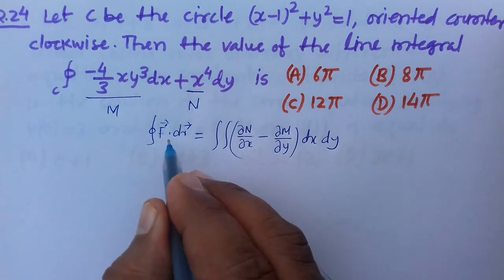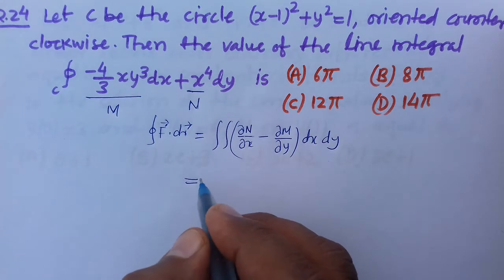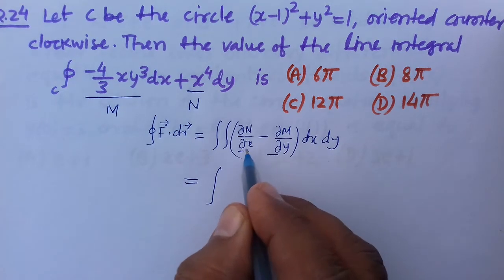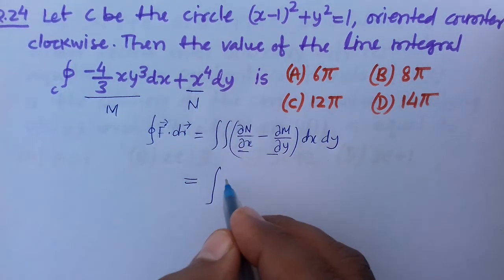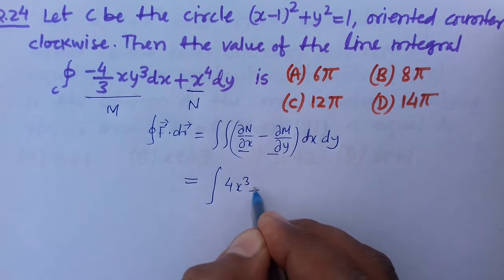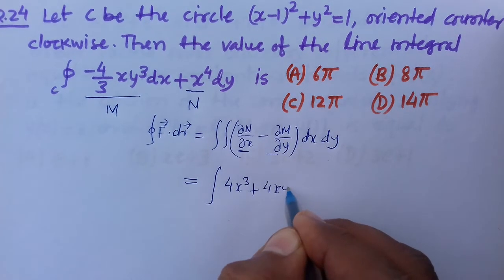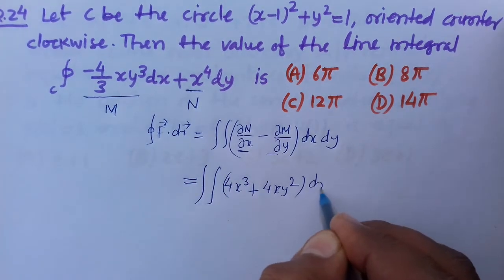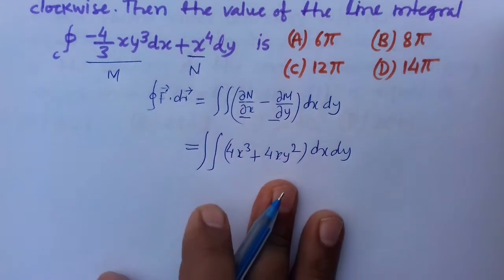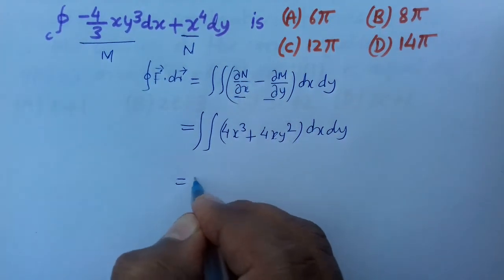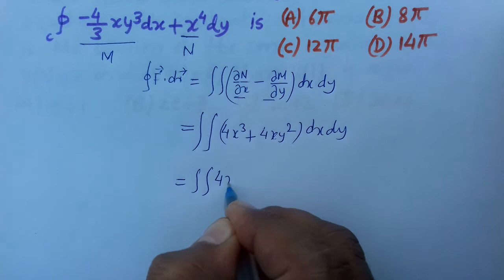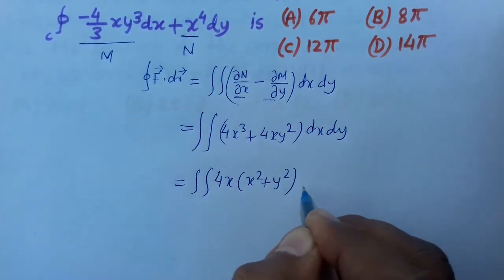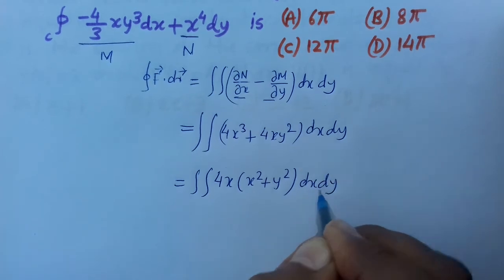So the line integral will be, putting the values, ∂N/∂x, here 4x cubed plus 4xy squared, dx dy. Now we can take 4x common inside the bracket, it will be x squared plus y squared, dx dy.